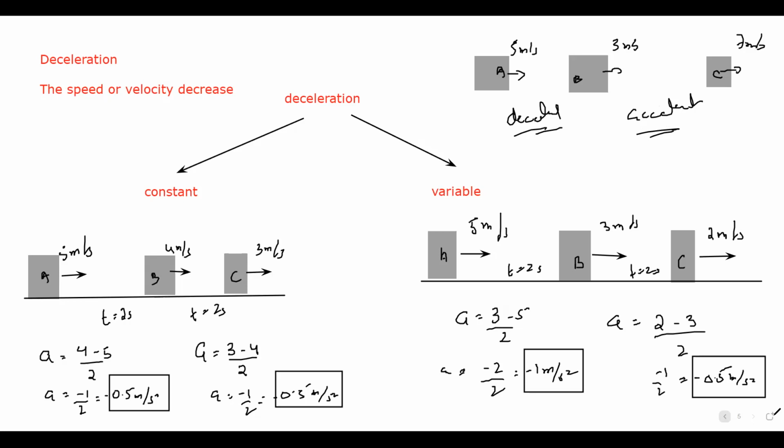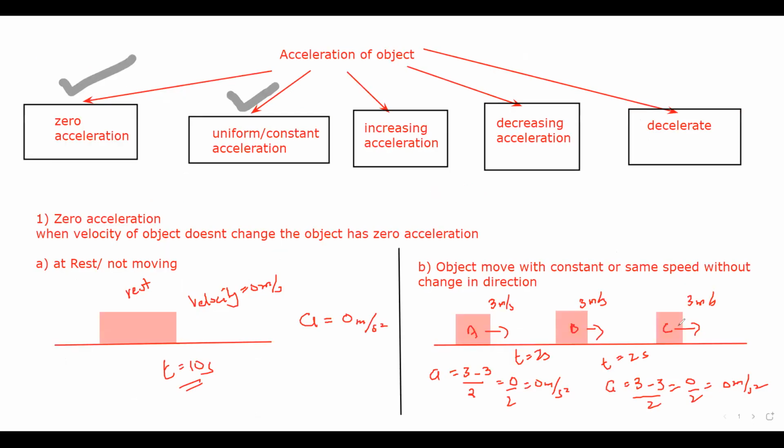So these are the 5 cases which you have to learn about acceleration. The object might have zero acceleration, uniform or constant acceleration, increasing acceleration, decreasing acceleration, or deceleration. And deceleration has two parts. It might be a constant deceleration, it might be a variable deceleration.